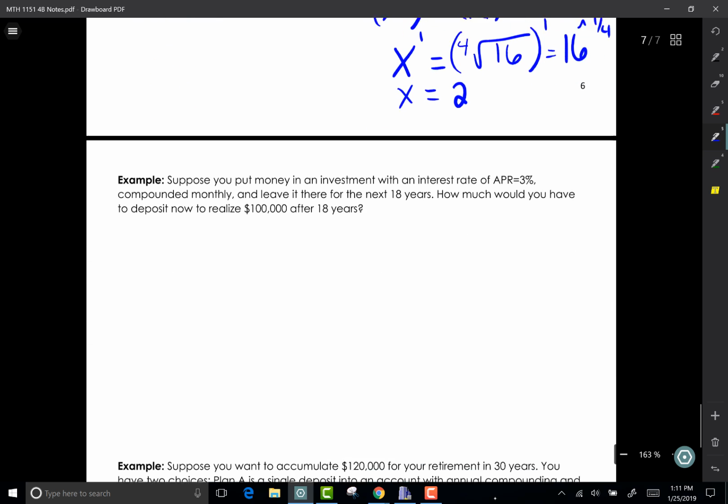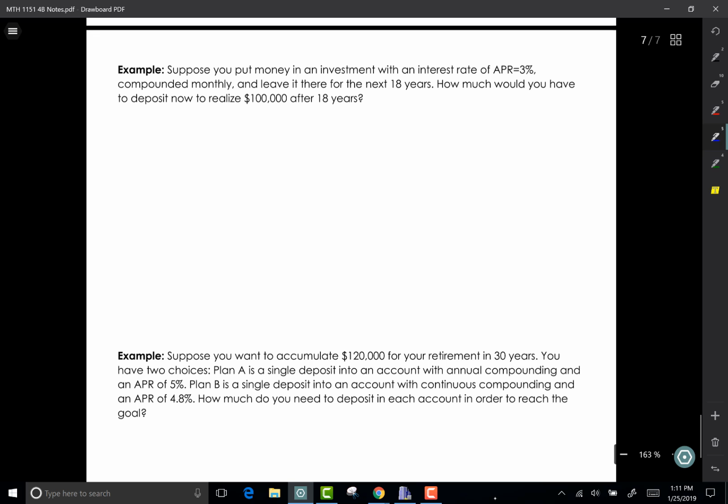That was a very quick refresher on solving equations. But now we're going to apply that in the last 2 examples. Okay, this example says, suppose you put money into an investment with an APR of 3% and it's compounded monthly, and you leave it there for 18 years.